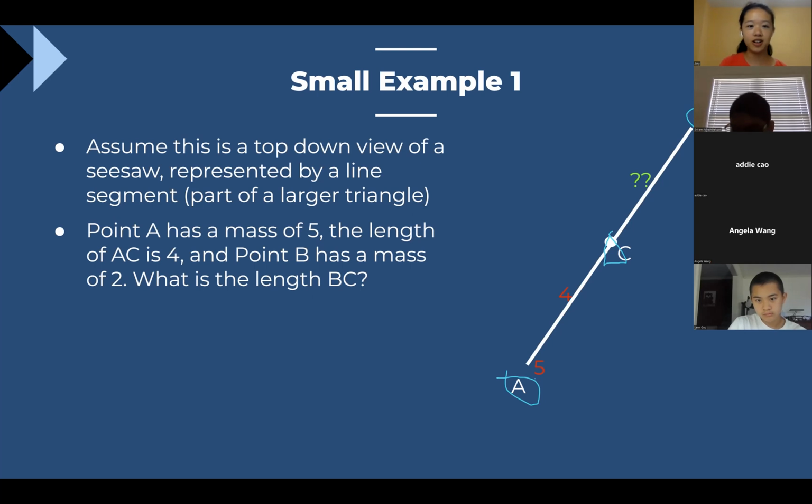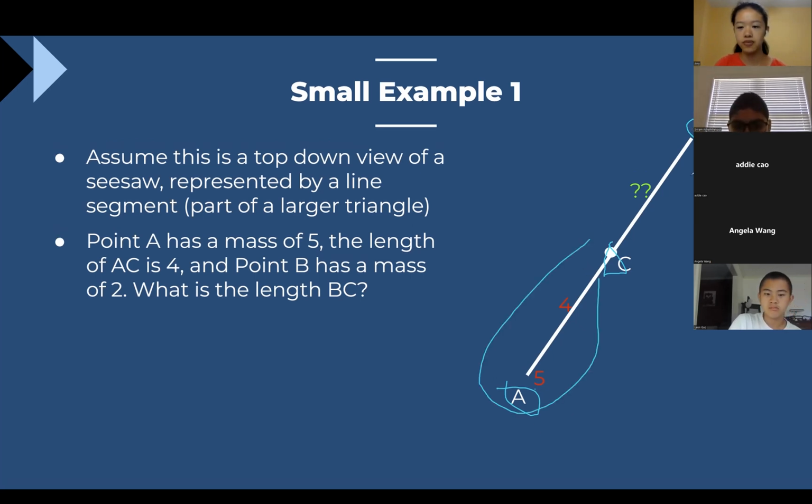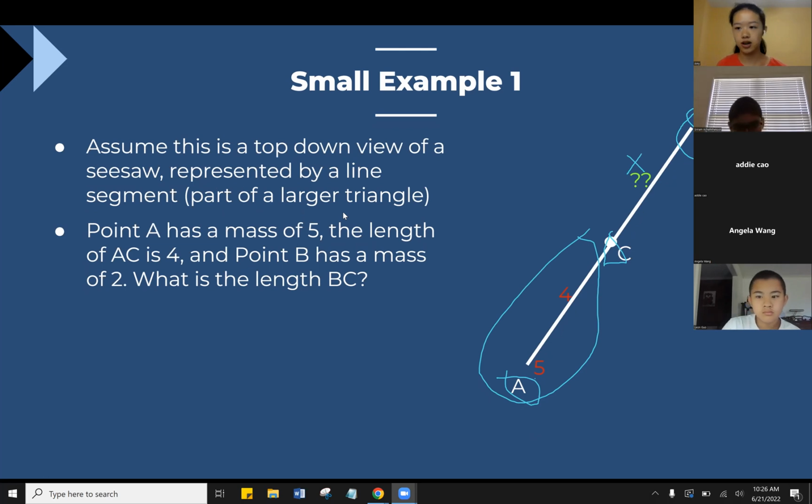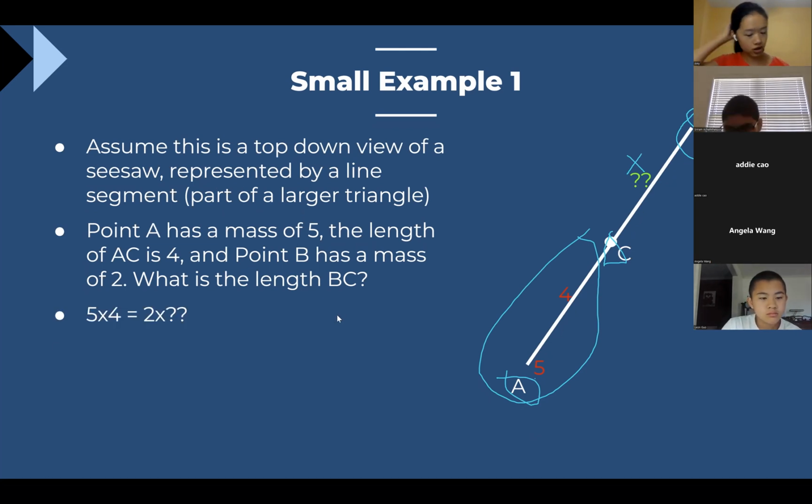You guys seem to have gotten it really fast. So for this, I guess you could set up an equation, but it's not really that hard. The weight at A is 5 and the length of AC is 4. So this side over here would be 5 times 4, which is 20. And for the side up top here, it would be the weight at B, which is 2, times our unknown, which I'm just going to call X. So it's basically just 5 times 4 equals 2 times X. And so X would just have to be 10.